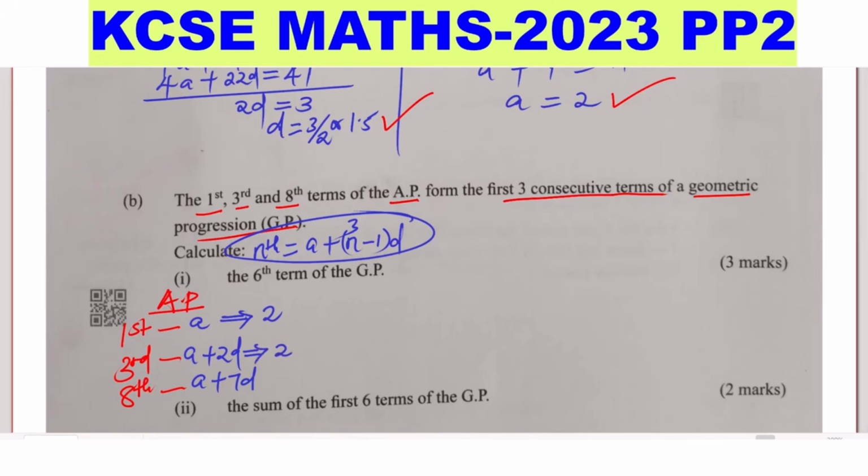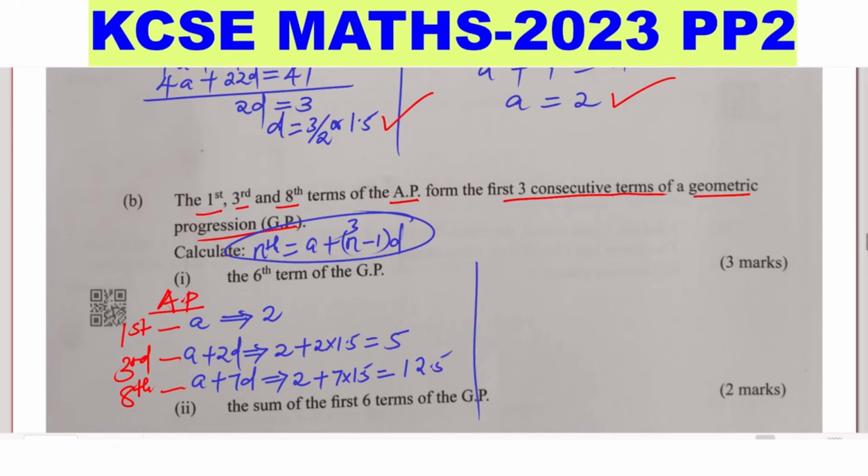So you have, like here, A is 2 plus 2 times 1.5. So this one will give 5. Then the eighth, A is 2, then plus 7 times 1.5. D is 1.5. You're just substituting. This will give 12.5.